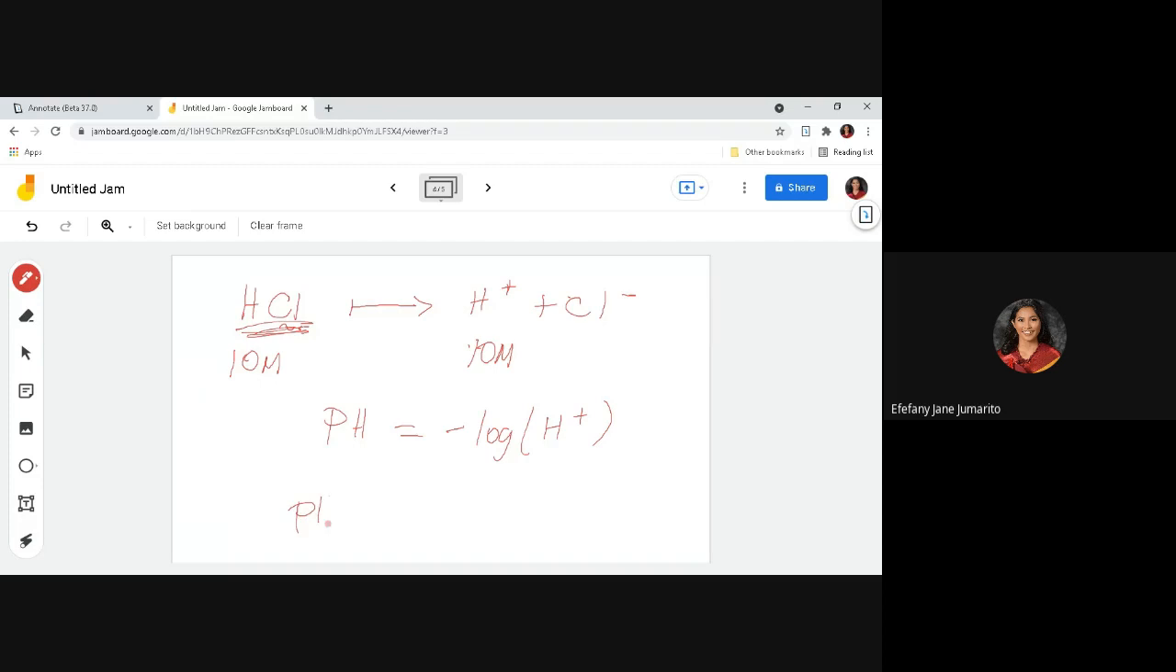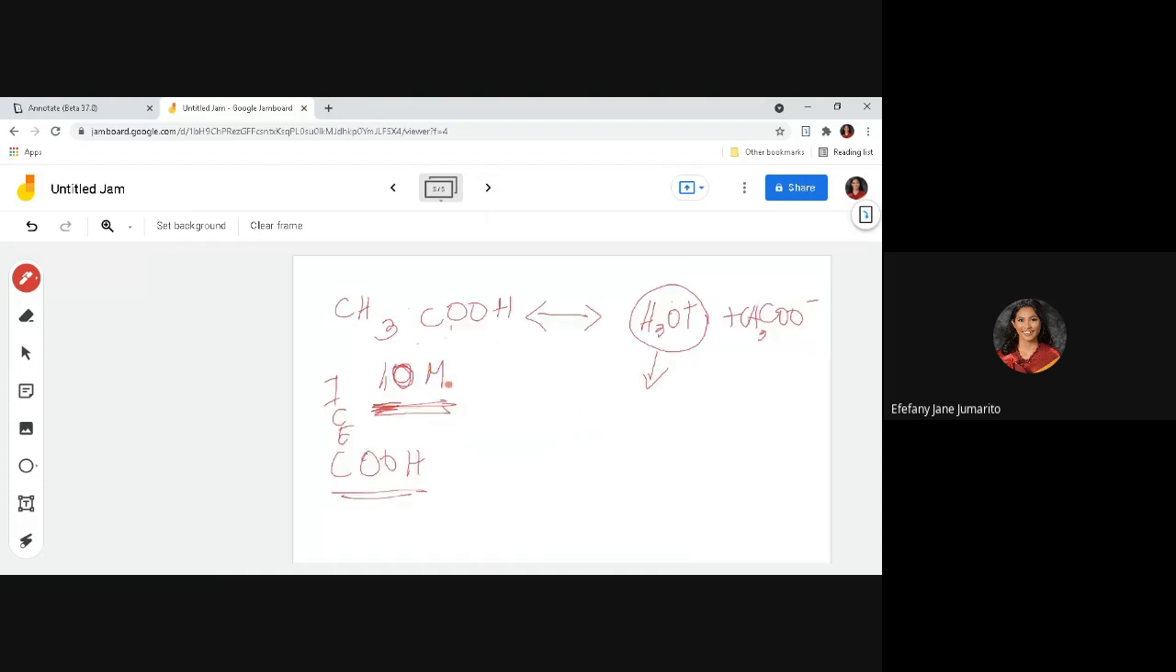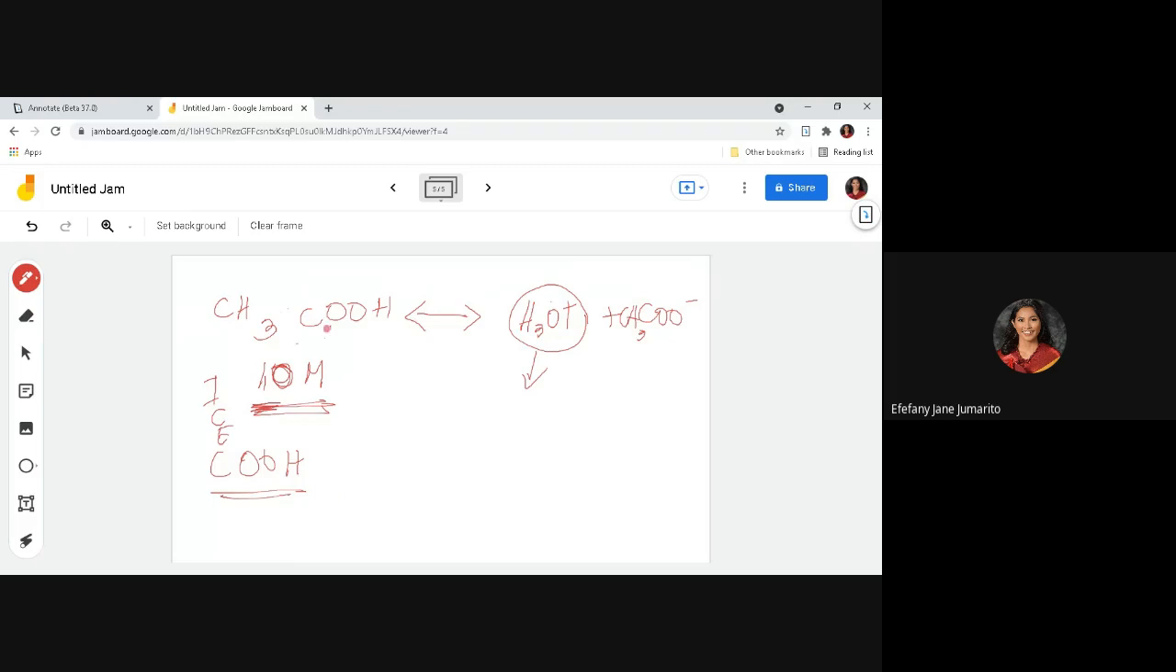Now, if it's a strong acid, we will directly compute the pH. We will use pH equal to the negative log of 10 molar. But if we have a weak acid, then we will use the Ka value, the product over the reactant, at equilibrium. So that's why you use ICE tables.